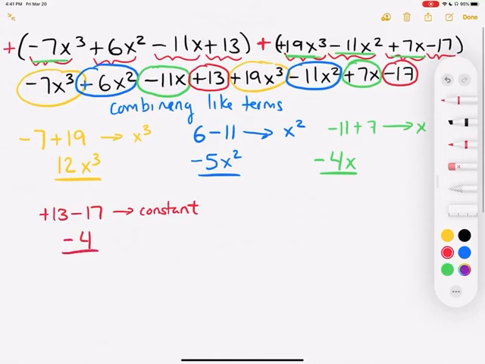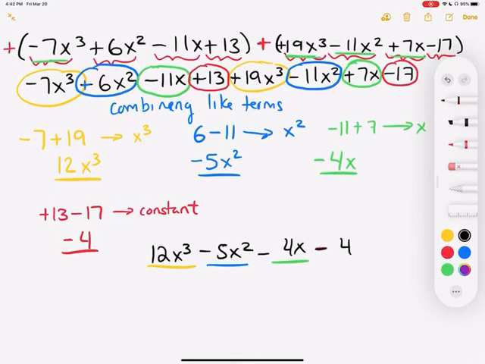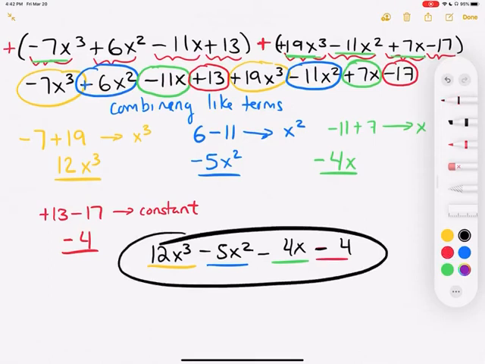So the final result of adding these two polynomials is going to be 12x cubed. This is the yellow one, right? 12x cubed minus 5x squared. This is the blue one. Minus 4x. This is the green one. Minus 4, which is the red one. So this is going to be my result of adding those two polynomials.